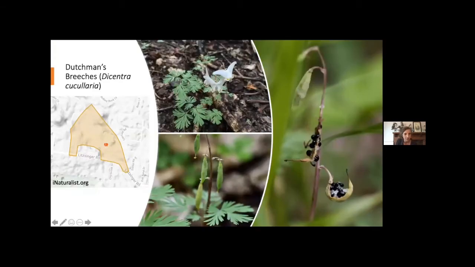Here's that Dutchman's breeches closer up as well. Letzinger doesn't have a big population of this. From my visit with Adam, it looks like the deer are getting to it. But you might see it in other areas too.